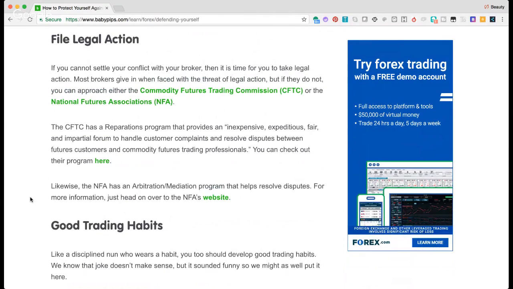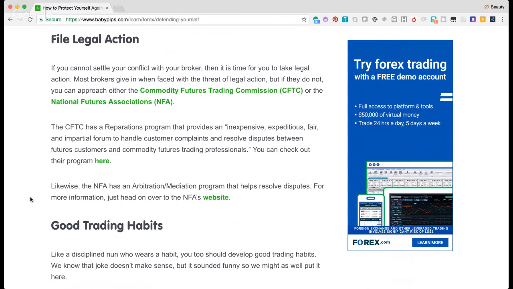File legal action. If you cannot settle your conflict with your broker, then it is time for you to take legal action. Most brokers give in when faced with the threat of legal action, but if they do not, you can approach either the Commodity Futures Trading Commission, the CFTC, or the National Futures Association, the NFA. The CFTC has a reparations program that provides an inexpensive, expeditious, fair, and impartial forum to handle customer complaints and resolve disputes between futures customers and commodity futures trading professionals.